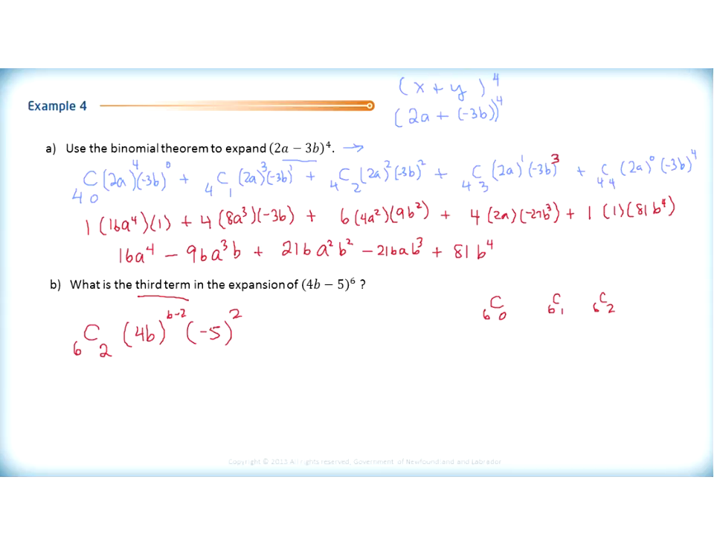The C of 6 choose 2. Do it on my calculator. C of 6 choose 2 is 15. So I got 15 times 4b to the 4 times a negative 5 squared is 25. I got 15 times 4 to the power of 4 is 256 times b to the 4 times 25. 25 times 256 times 15. 96,000. There is the third term in the expansion.